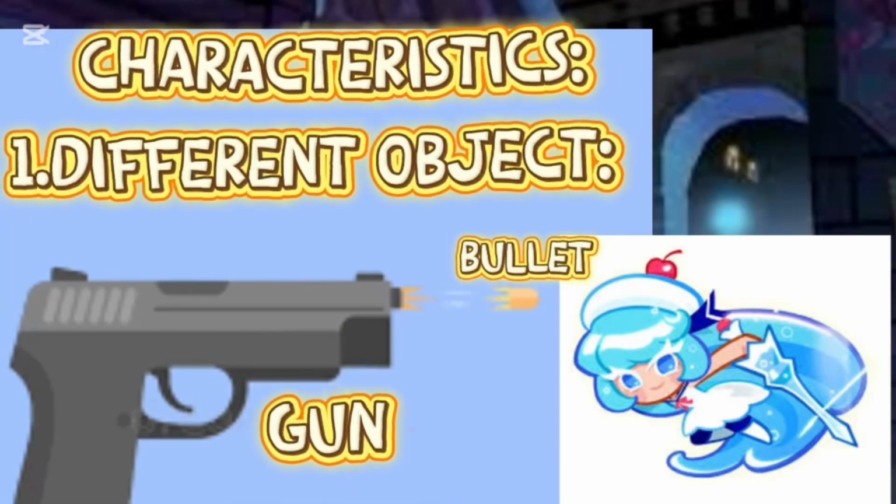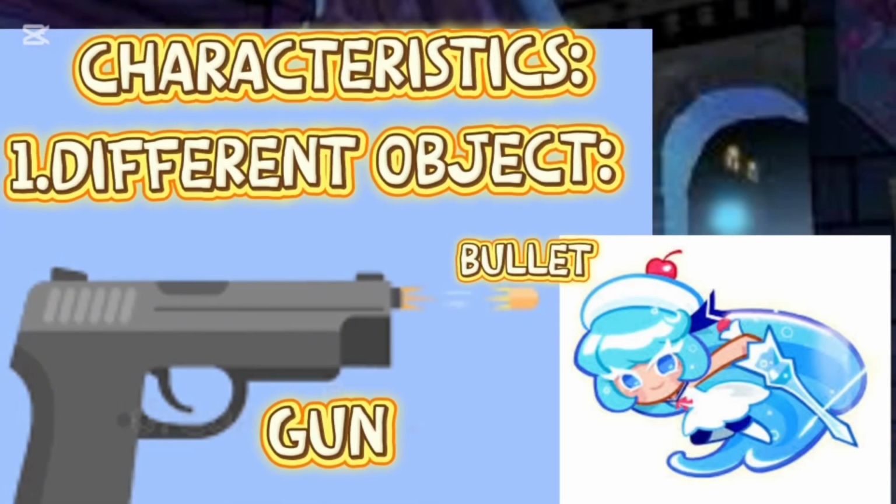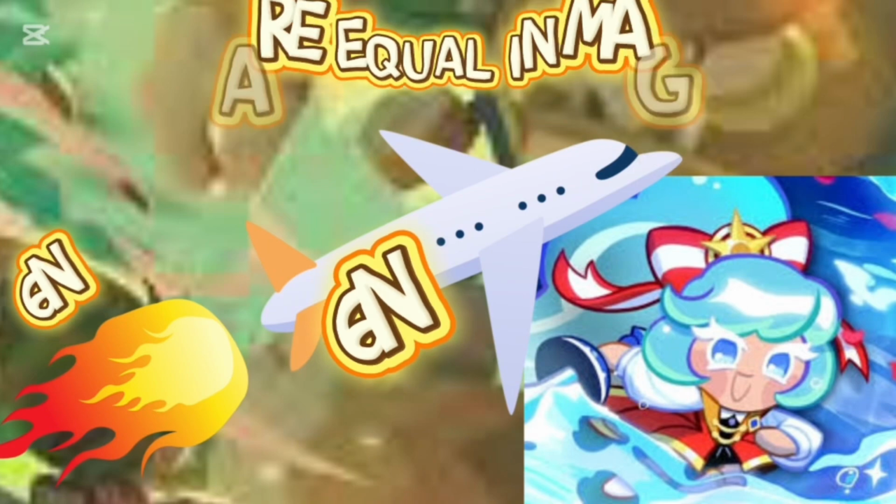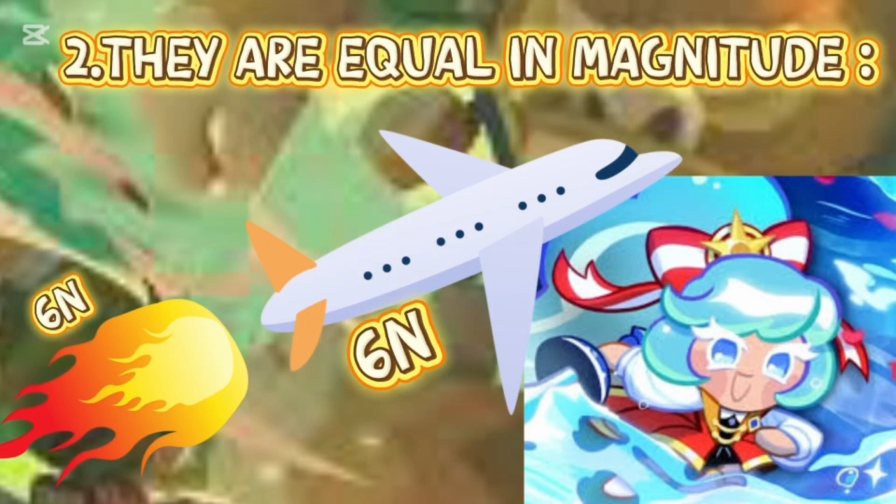But they need to have the following characteristics to become Newton's third law. First, they act on different objects. For example, a bullet and a gun. But if it is the same object, it cannot be Newton's third law. Second, they are equal in magnitude. For example, if the first force is 6, the opposite should be 6, the same.